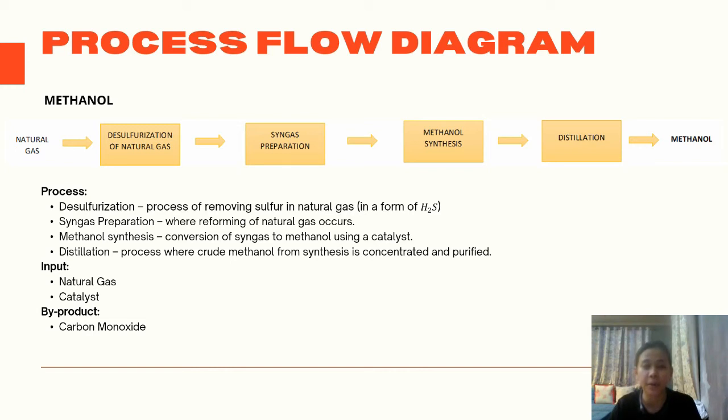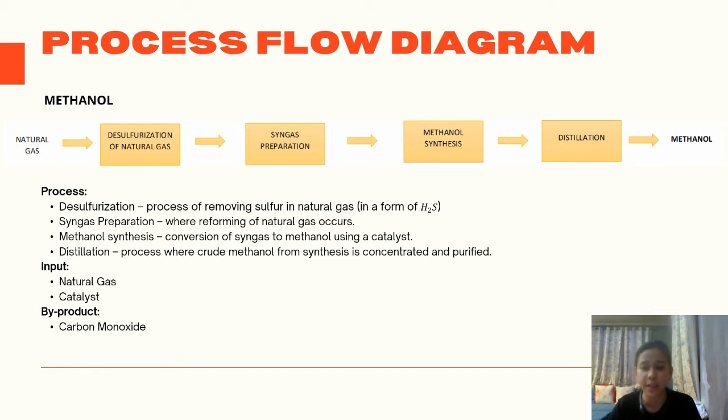Next is methanol. The production of methanol begins with the removal of the sulfur from the natural gas, which is in the form of H2S. We can call it the desulfurization of natural gas. It is then fed to a furnace where reforming occurs, forming syngas, which consists of carbon monoxide, carbon dioxide, H2O, and hydrogen. This can be done by catalytic reforming and combined reforming.